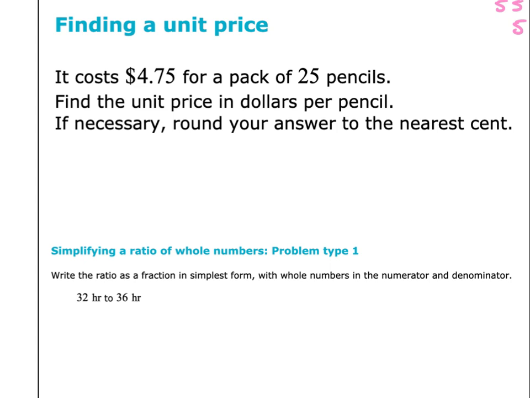Find the unit price. And then this one, you're going to simplify the ratio. So it's a ratio, right? 32 hours to 36 hours, right? And you've got to know how to write that as a ratio. See if you do, see if you don't.